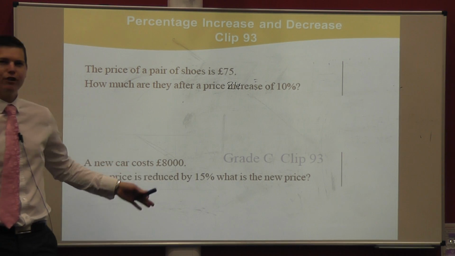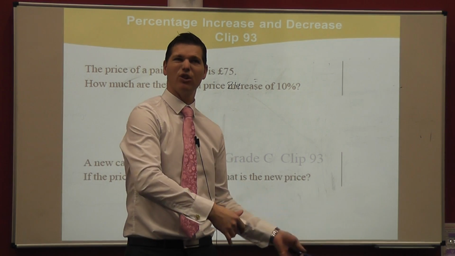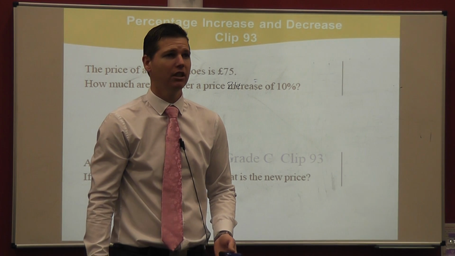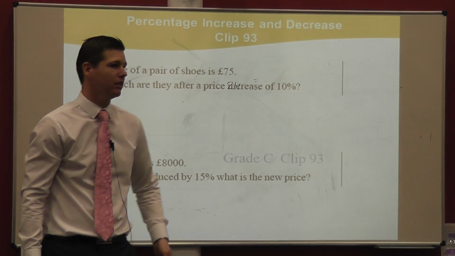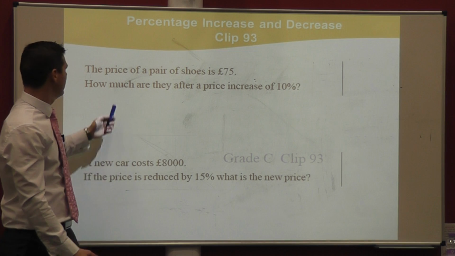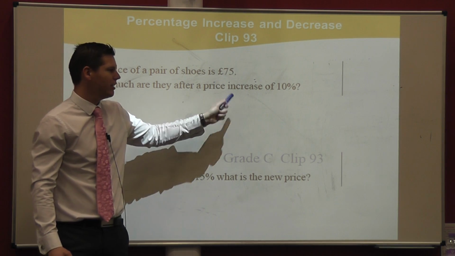Percentage increase and decrease means that we're not just calculating a percentage of an amount, we're then either adding it on or taking it away, which is more likely the way that you need to do things in real life. You normally get a 20% discount, or you have to pay 20% VAT. So when we have a look at this question, the price of a pair of shoes is £75. How much are they after a price increase of 10%?